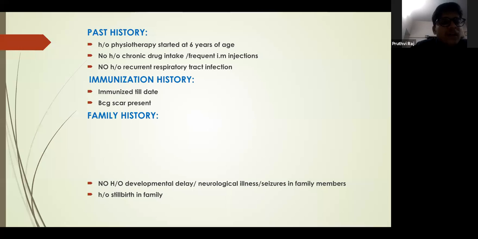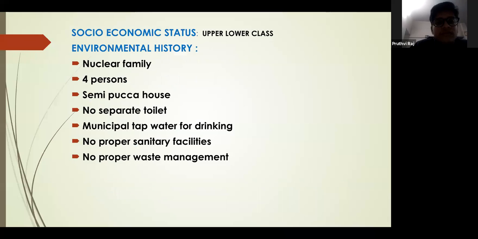Immunization history: the child is immunized till date, BCG scar present. Family history: no history of developmental delay, neurological illness, seizures in the family members, no history of stillbirth in the family. Socioeconomic status: upper lower class. Environmental history: nuclear family, 4 persons, semi-pucca house, no separate toilet, municipal tap water for drinking, no proper sanitary facilities, and no proper waste management.